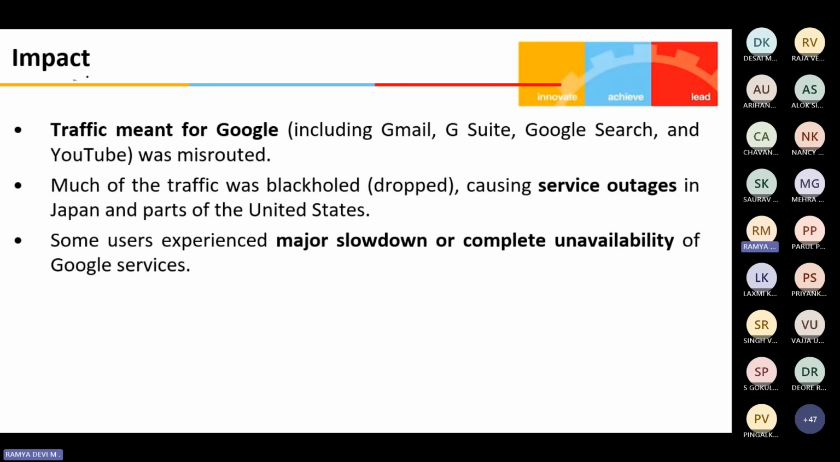What is the impact of this incident? All traffic meant for Google services was misrouted because of the incorrect BGP announcement. So a large portion of that traffic was black holed. Okay, so service outages happened in Japan.